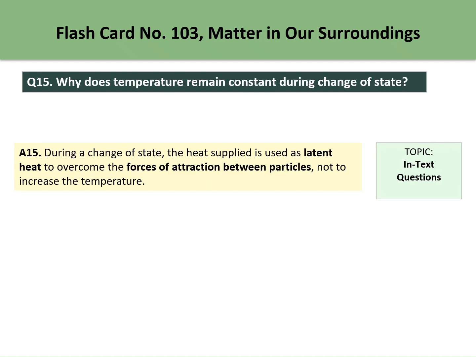Next. Why does temperature remain constant during change of state? During change of state, the heat supplied is used as latent heat to overcome the force of attraction between particles, not to increase the temperature. Here the keyword is latent heat.